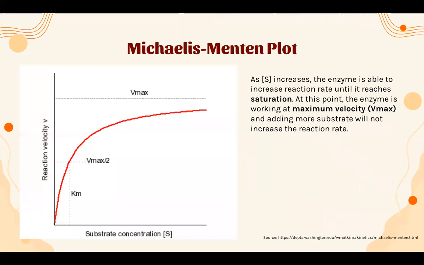Enzyme kinetics. The Michaelis-Menten plot is one of the two important plots that you have to know for enzyme kinetics. Basically, this is just a plot between substrate concentration and reaction velocity. What this plot is saying is as the substrate concentration increases, the enzyme's reaction rate increases, but that is until it reaches a certain point called saturation. At this point, it hits this ceiling. At the point of saturation, it hits Vmax, and that means the enzyme is working at maximum velocity. Addition of more enzyme will not increase the reaction rate at this point.